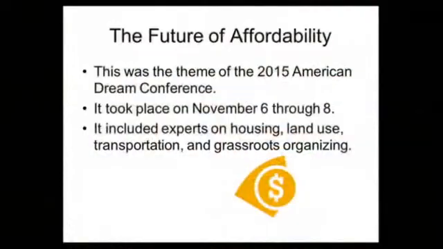Now let's begin to take a look at this. November 2015, the American Dream Coalition Conference, Austin, Texas. The future of affordability. This was the theme of the 2015 American Dream Conference. It took place on November 6th through November 8th. It included experts on housing, land use, transportation, and grassroots organizing.